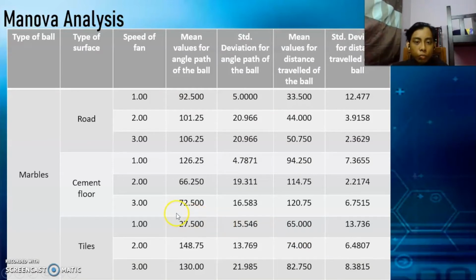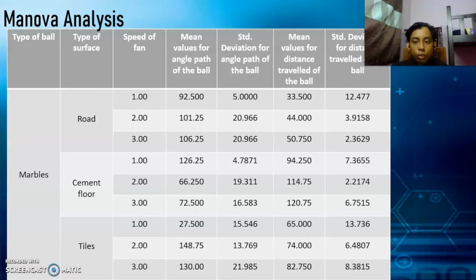Okay, so the higher mean value for angle path of the ball here is 148.75, which is the experiment we do on the tile surface. Speed of fan is 2. Next, we go to the standard deviation for angle path of the ball. The higher value is 21.985. We do the experiment on tile surface, and the speed of fan is 3.